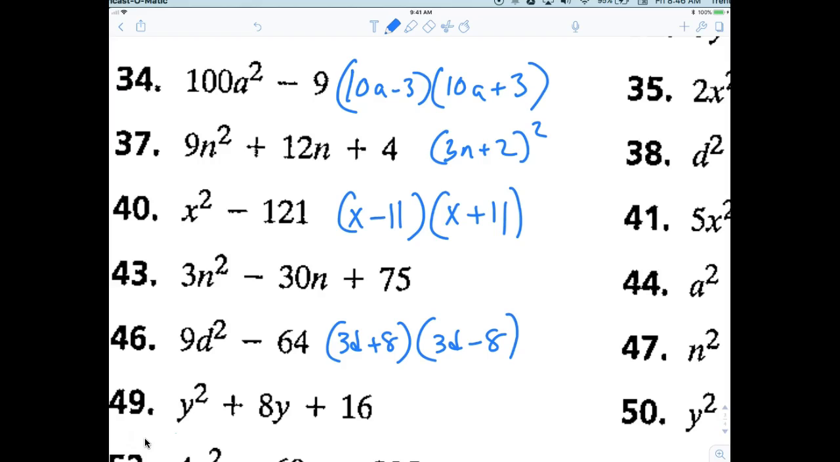I don't understand that one. Okay, so what times what is 9n squared? 3n times 3n. And I need 4, so it's going to be what? 2 times 2. You hear me? Yeah. Do you want me to continue or you think you got it? Yeah, I got it. Okay, now get ready to do the next one.